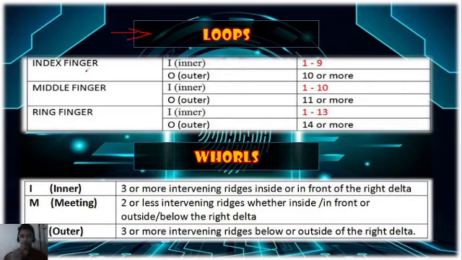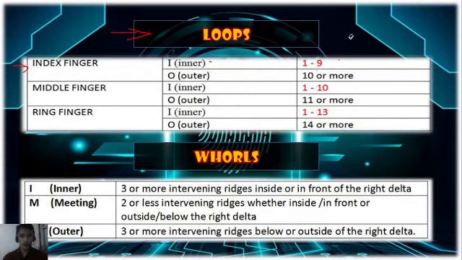Okay? Magkakaiba po sila. So, tandaan po natin, here in the index finger, masasabi po natin na inner siya kapag there are 1 to 9 intervening ridge counts. Okay? Or intervening ridges we were able to count. Sabi natin sa ridge counting, di ba, it's important for us to know the position of the delta, and then the core, and then we are going to draw an imaginary line, and then with that, we are going to count those intervening ridges that were passed by the imaginary line. Di ba? Ganun po yung gagawin natin sa ridge counting.